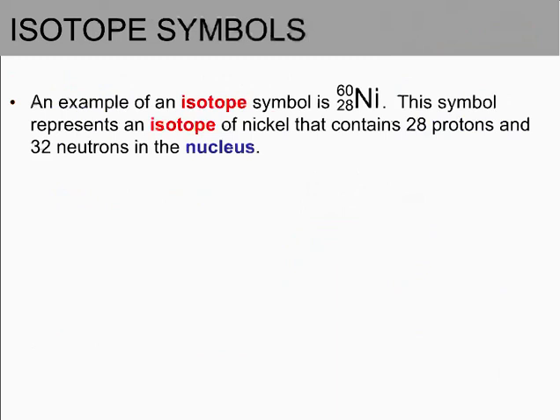Now, there are different ways to represent isotopes. So one example is the symbol we've already seen. In this example, we have the element nickel. And nickel's symbol is Ni. And then on the lower left, we have the atomic number, which is 28. So that means that we have 28 protons. And that's true for every atom of nickel. Every atom of nickel will have 28 protons.